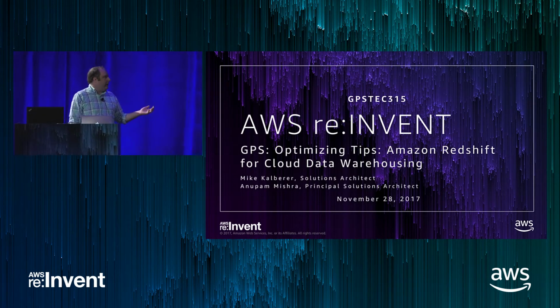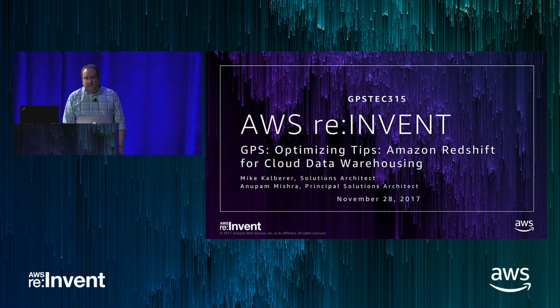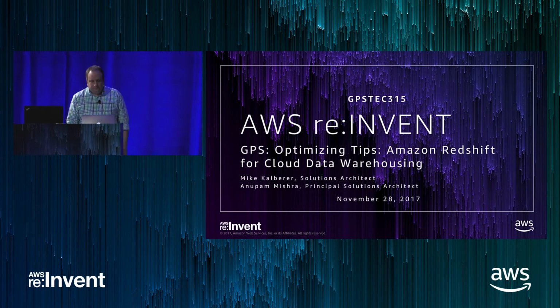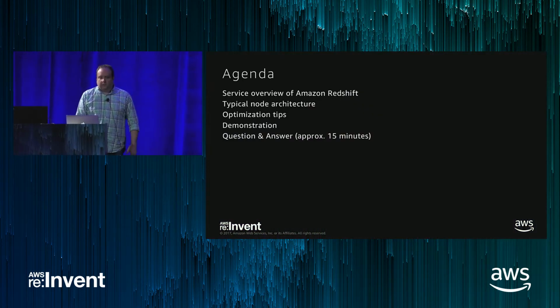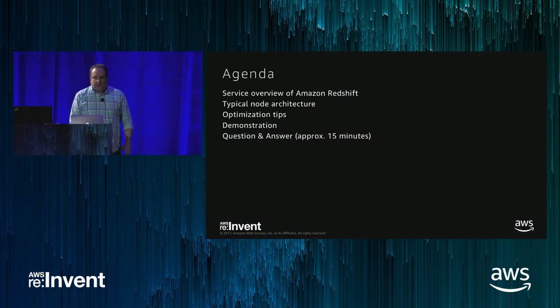Today, we're going to be talking about optimizing Redshift on AWS. And at the end of my slide presentation, Anupam will give a demonstration to show what those best practices are in the real world. So a quick overview: we're going to do a very high-level overview of Redshift, the typical node architecture, and then we'll hop into the optimization tips, then the demonstration, and then hopefully we'll have enough time left over to do question and answer for you guys.